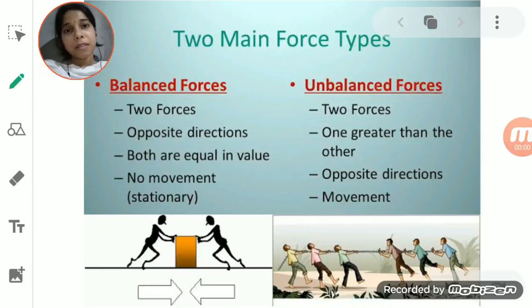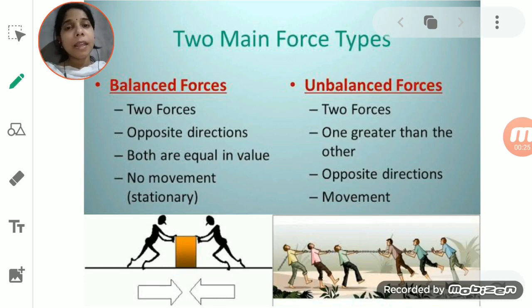Hello students. So in the previous section we were talking about the forces. What are the different effects of the forces? And later on we came to know about the different types of the forces. So basically forces are divided into two, and that is balanced force and unbalanced force.